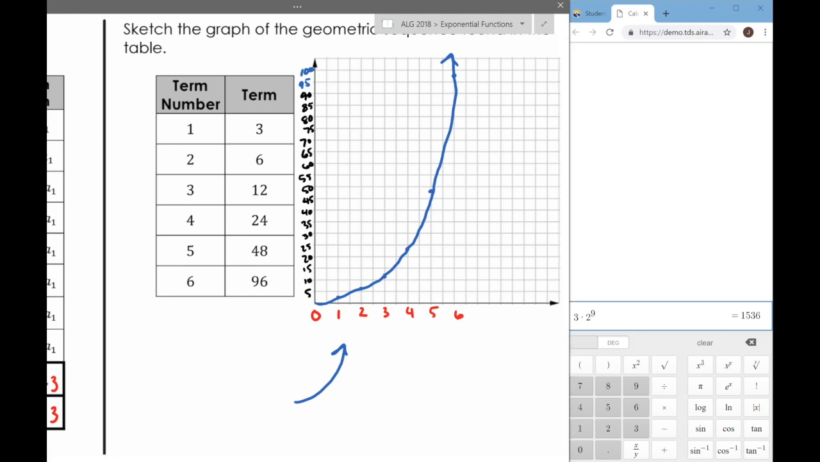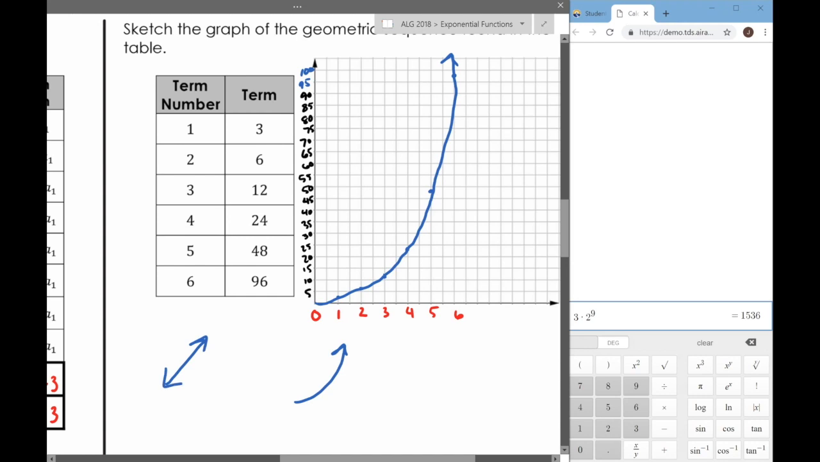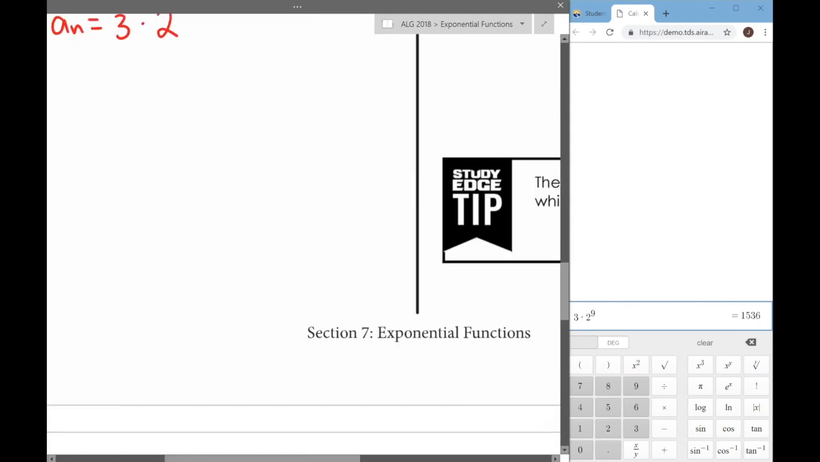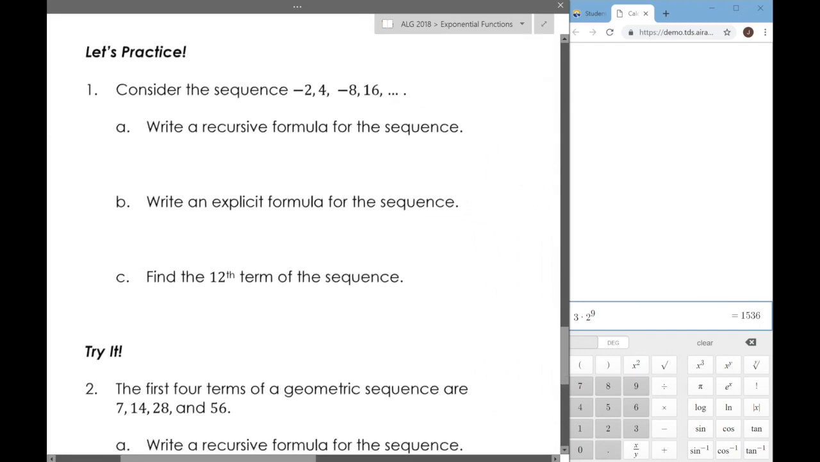So far this year you've learned how to graph a straight line, how to graph a parabola, and now how to graph a curve. Okay, let's move on to the practice. Okay, consider the sequence -2, 4, -8, and 16. First thing you need to do always, find the common ratio. Okay, we need to find the r.